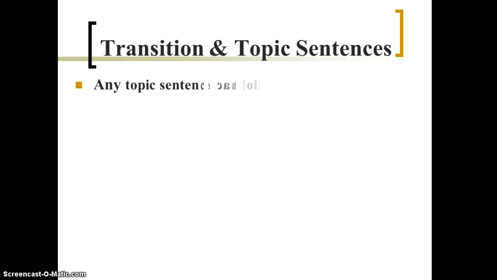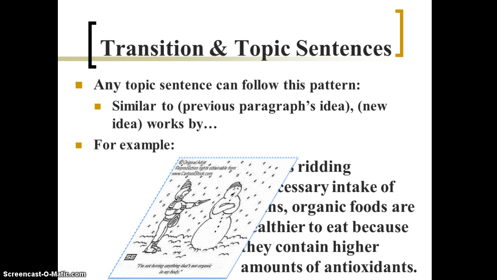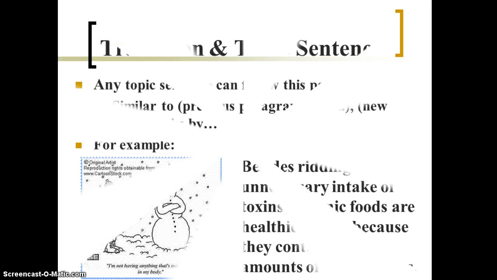So, let's give an example. Any topic sentence should basically follow this pattern. So some sort of transition, right? Similar to the previous paragraph's idea, this new idea works by. So, for example, this comes from a real essay. I should have put the title, but here's the topic sentence. Besides ridding unnecessary intake of toxins, organic foods are healthier to eat because they contain higher amount of antioxidants. Note how you could clearly tell what the previous paragraph's about, what the overall thesis is, and what this new paragraph's about. So let's break this down.